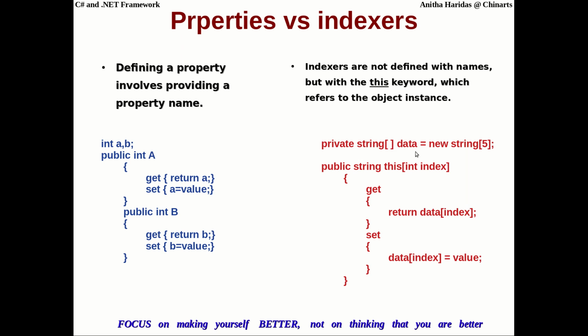We have just now seen this example. Here your data member is a string data member. To access the string data member, I am defining an indexer which is using the this keyword. There is no name specified for the indexer. It is just using the this keyword. And you have the get method as well as the set method. As you have getter and setter here in the property, here also we have the getter and setter.